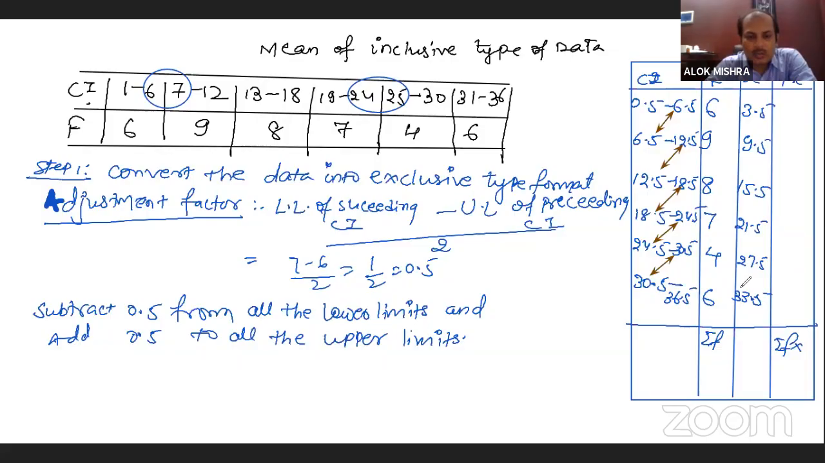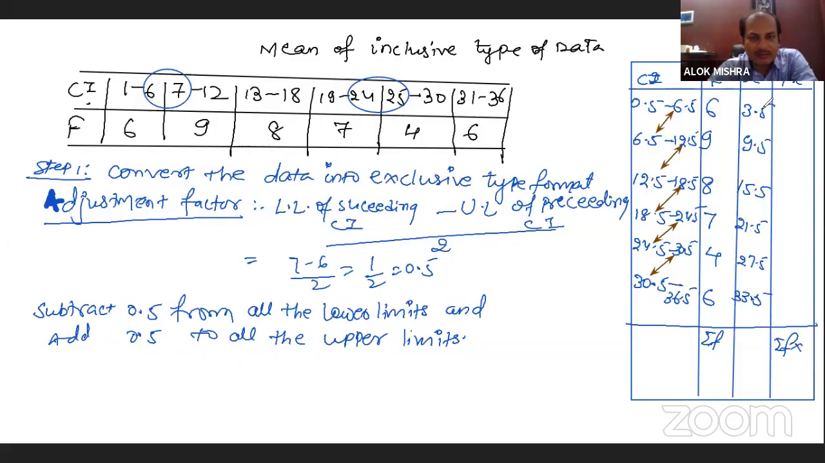I just calculated one value, that is the class mark of the first class interval. And after that, what did I observe? That the difference between the class intervals, or the width of the class interval, is constant. And how much is that value? That is equal to 6. So I have just added 6 to all the class marks. The first class mark 3.5, and keep on adding 6 to that.